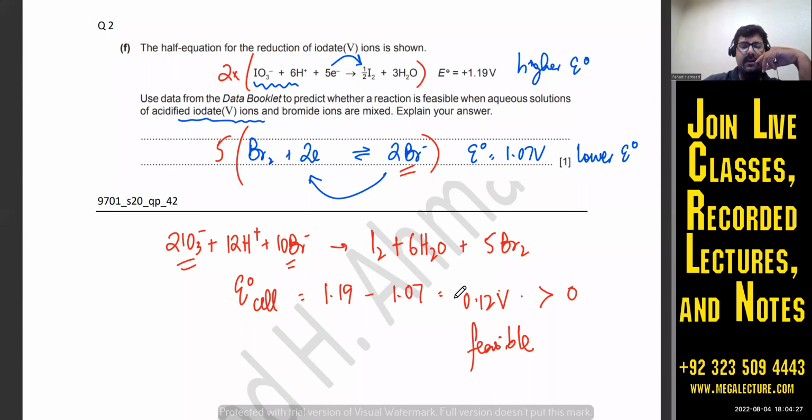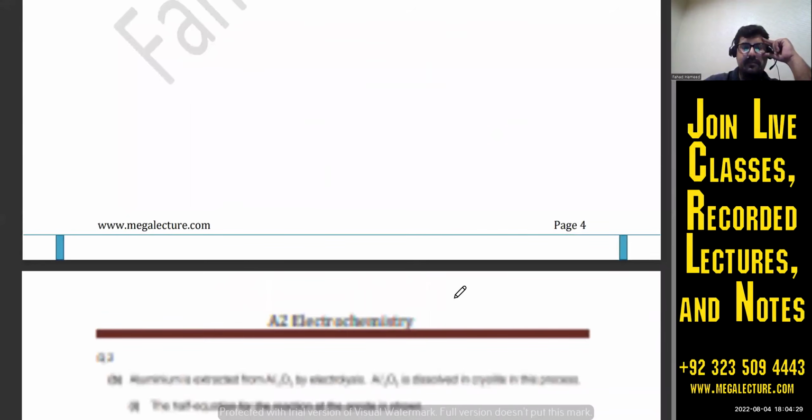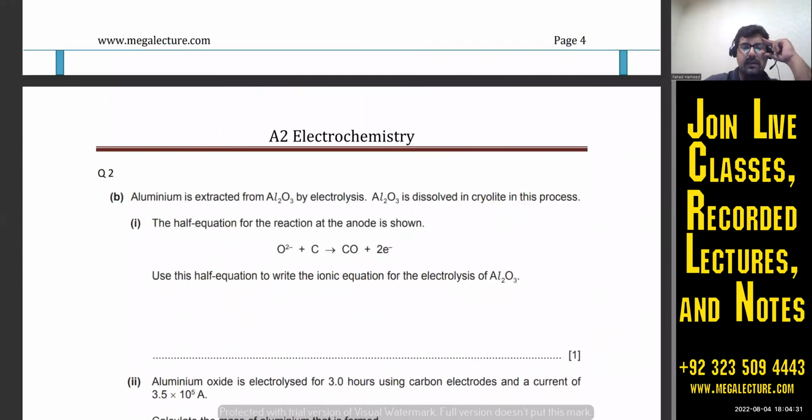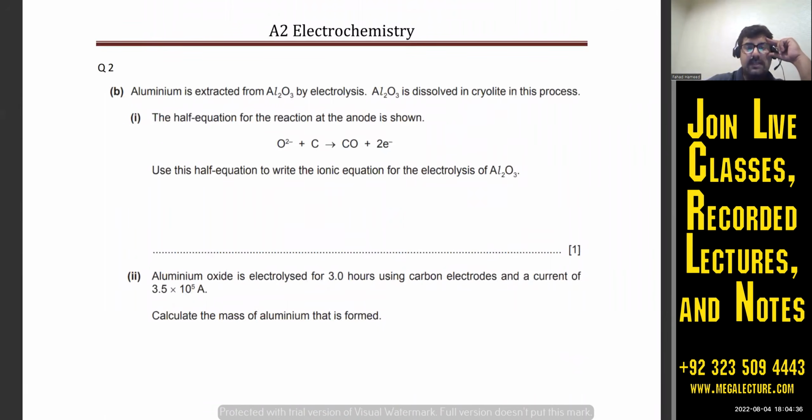As the next one, we've got this reaction. He's saying use the half equation to write the ionic equation for the electrolysis of Al2O3. So one equation is given, the reaction at anode. Now, if you know Al2O3, you know what happens at cathode. Cathode reduction happens and Al3+ gains 3 electrons to form aluminium, right? That is what's going to happen, right?